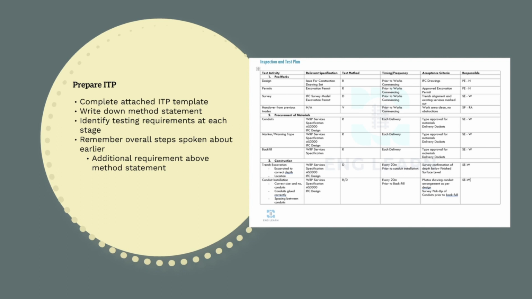So for pre-works, we'd need to check the design to make sure the subcontractor has the right drawings and any approved RFIs or design changes. All applicable permits are in place, the works have been marked out by survey, and there has been a structured handover from any previous trades.